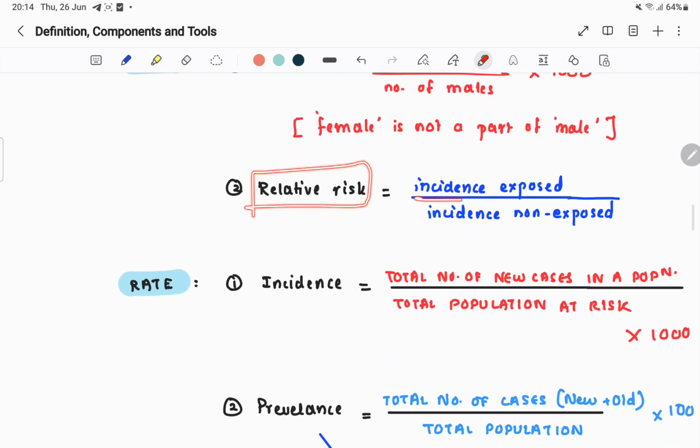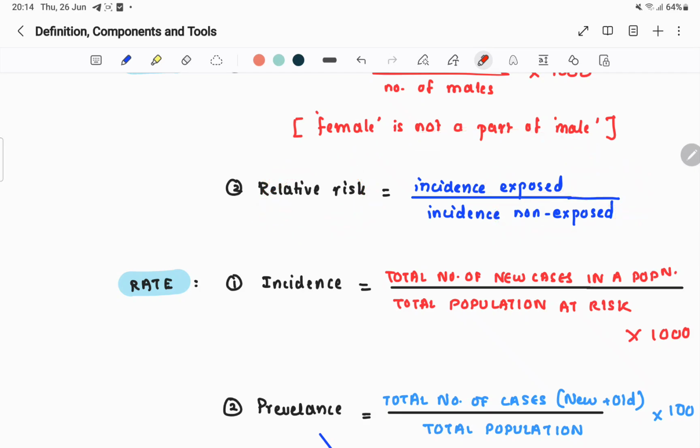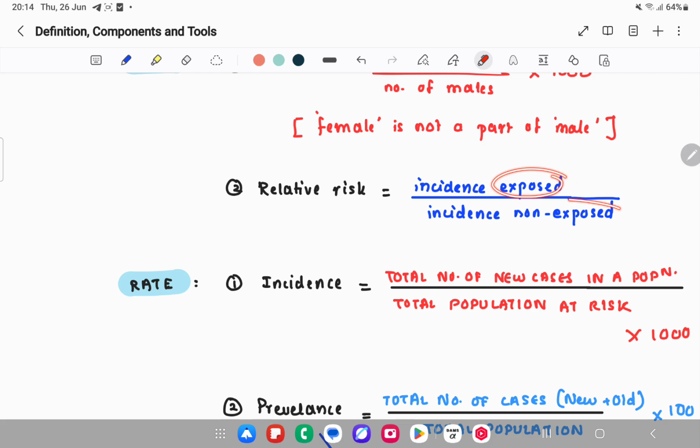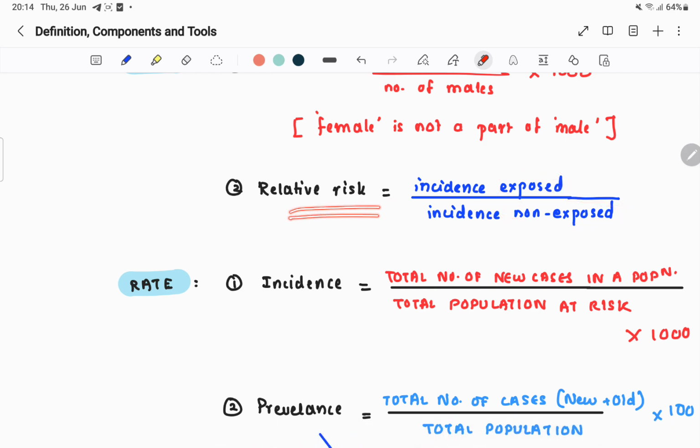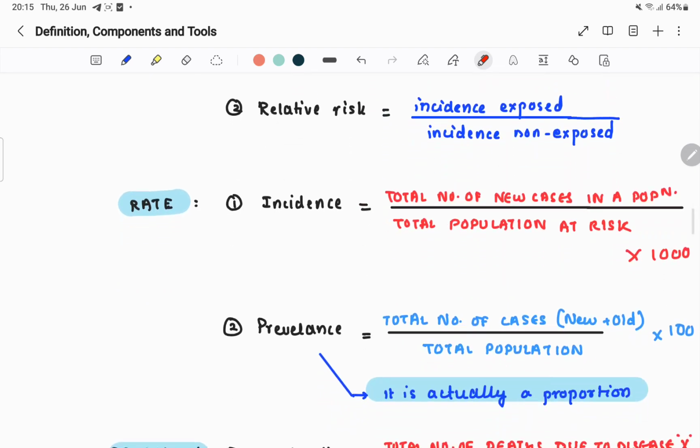Relative risk. Incidence exposed by incidence not exposed, meaning exposed to a disease or not exposed to a disease. We will understand this relative risk when we talk about epidemiology in more detail. Just for example, I am giving this. Incidence exposed by non-exposed is basically relative risk. Are exposed a part of non-exposed? Not at all.